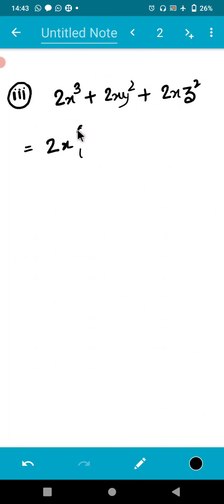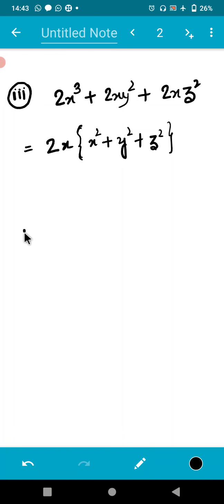Now what will remain inside the bracket? From the first term, if we remove 2 and x, only x square will remain. From the second term, if we remove 2 and x, only y square will remain. And from the third term, if we remove 2x, only z square will remain inside the bracket. So this is the solution of sum number 3 of question number 3.